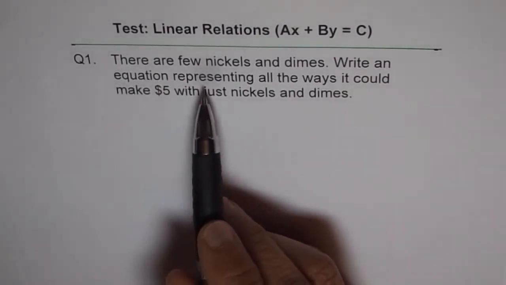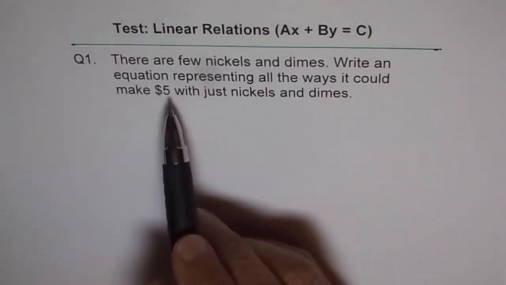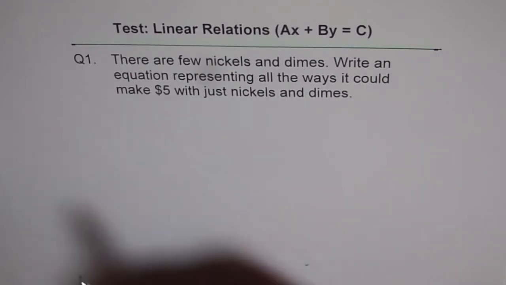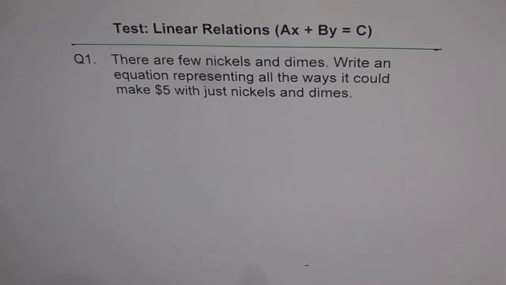There are few nickels and dimes. Write an equation representing all the ways it could make $5 with just nickels and dimes. So that is the question, right? Now, what should I consider? Nickels as independent or dimes? You get my point, correct? They are of equal importance, correct? So, we say here, we don't really have an independent variable. Rather, both are of equal importance and they depend on one another.